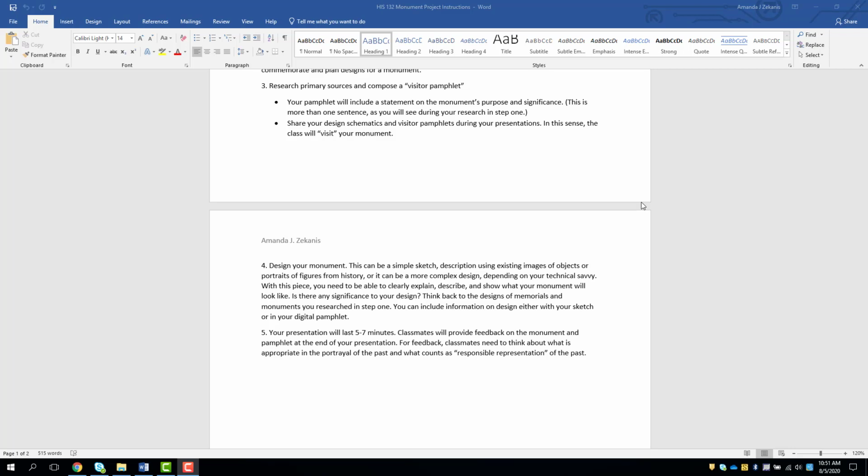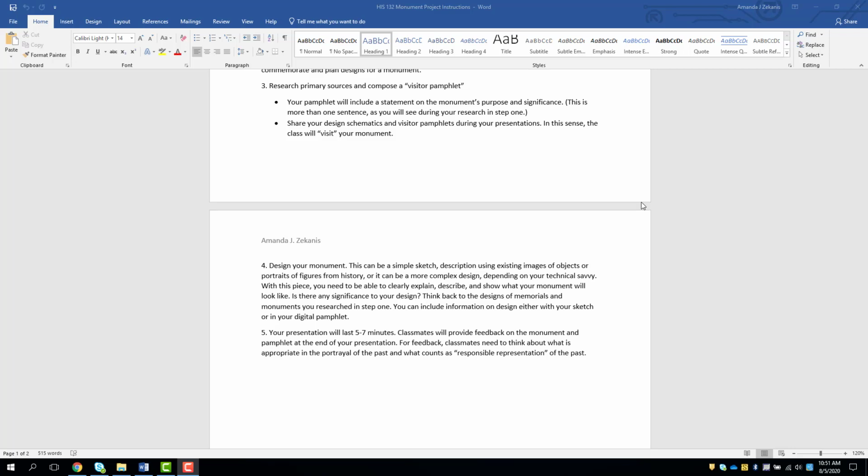If you can find images that match up with your general idea and then tell us about it, that works, but you need to put some thought into it and have some sort of design to show us. So it can be a sketch, it can be a description using existing images of objects or portraits of figures from history, or if you're super tech savvy, it can be a more complex design. You can render something three-dimensionally and show it to us. It just depends on what you want to do.